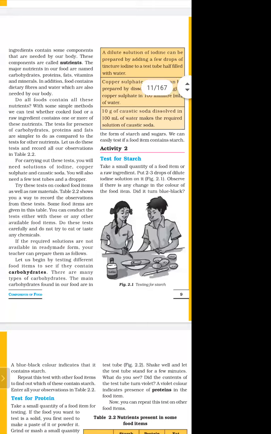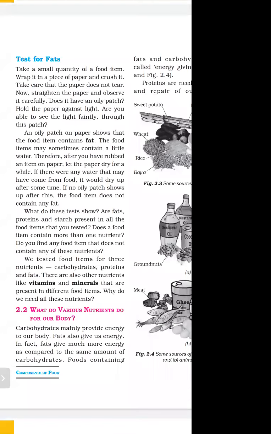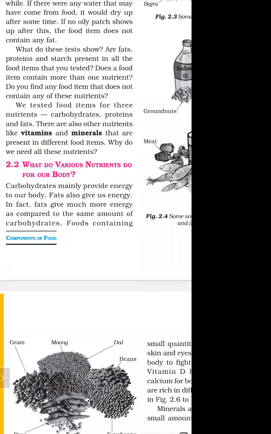Carbohydrates mainly provide energy in our body. Fats also give energy. As we studied earlier, carbohydrates and fats are both energy giving food, but fats give more energy as compared to carbohydrates.